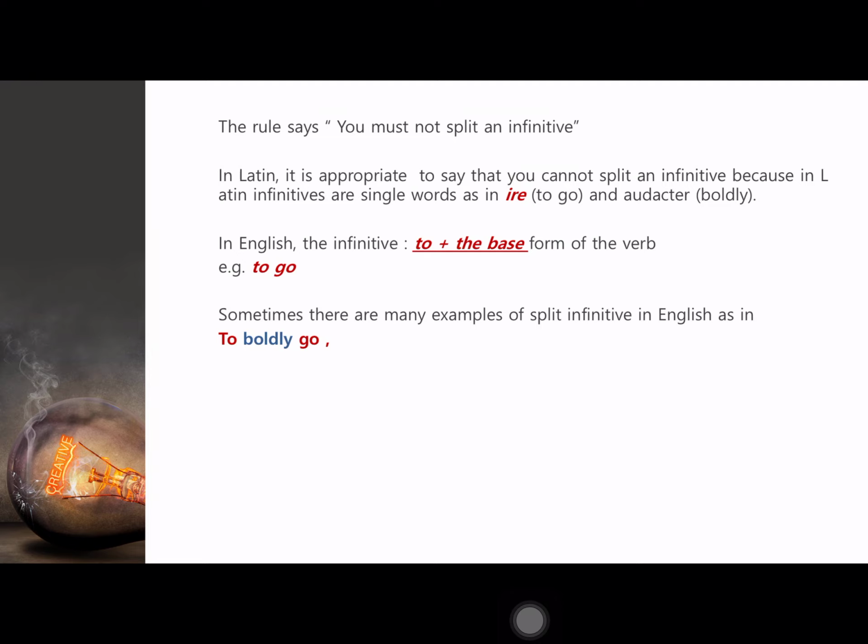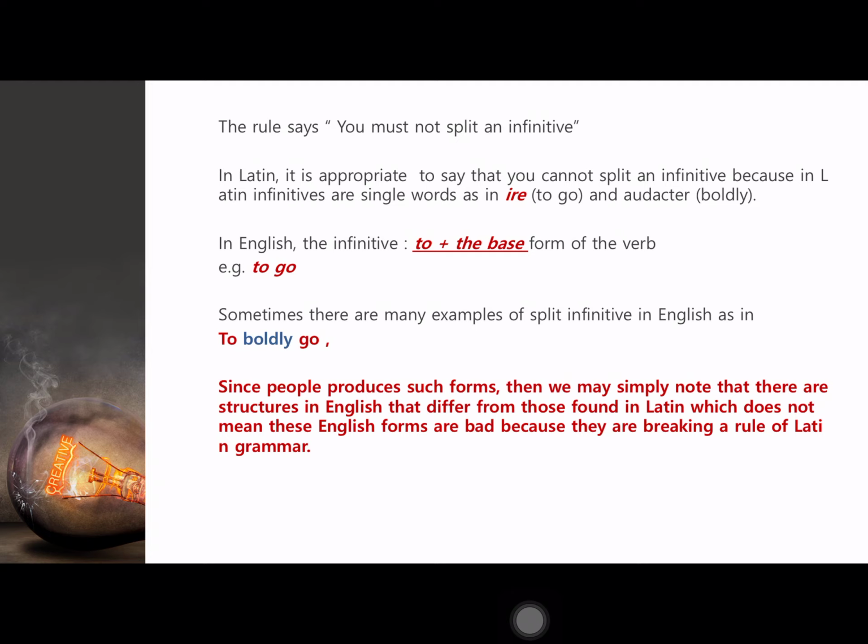So sometimes there are many examples of split infinitive in English. One of these examples is to boldly go. Here we can see that the adverb boldly is inserted between to and go. According to the prescriptive approach, it would be considered incorrect. But according to the descriptive approach, it is considered correct.